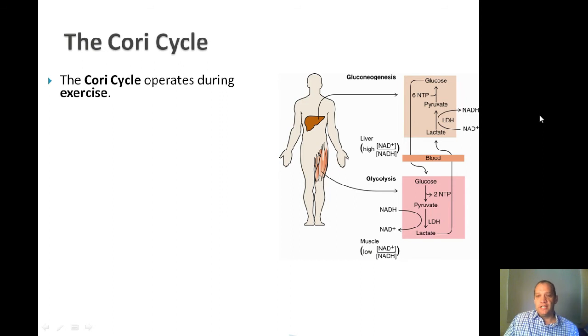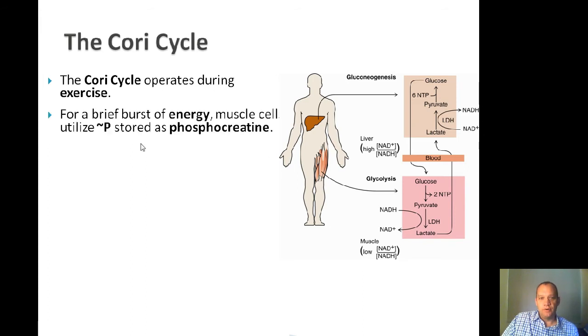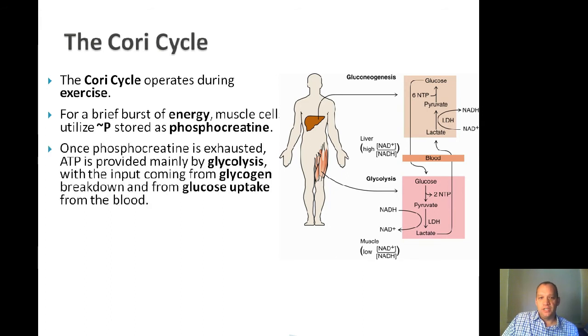Then just briefly, let's discuss the so-called Cori cycle. So the Cori cycle is something that operates during strenuous exercise. For a brief burst of energy, muscle cells will utilize phosphate stored as phosphocreatine. And once phosphocreatine is exhausted, ATP is provided in muscle cells mainly by glycolysis, with the input coming from glycogen, so the glucose released from glycogen, and also glucose that is taken up directly from the blood.